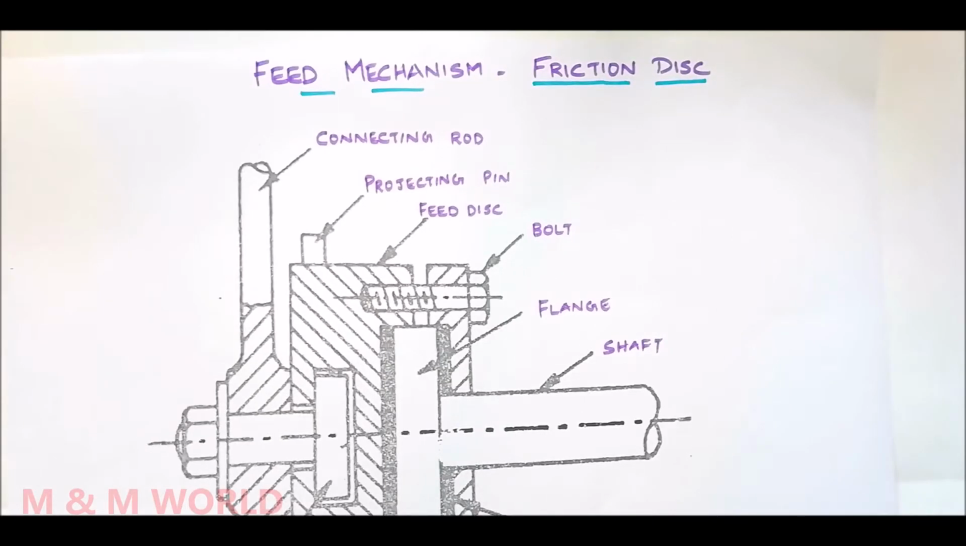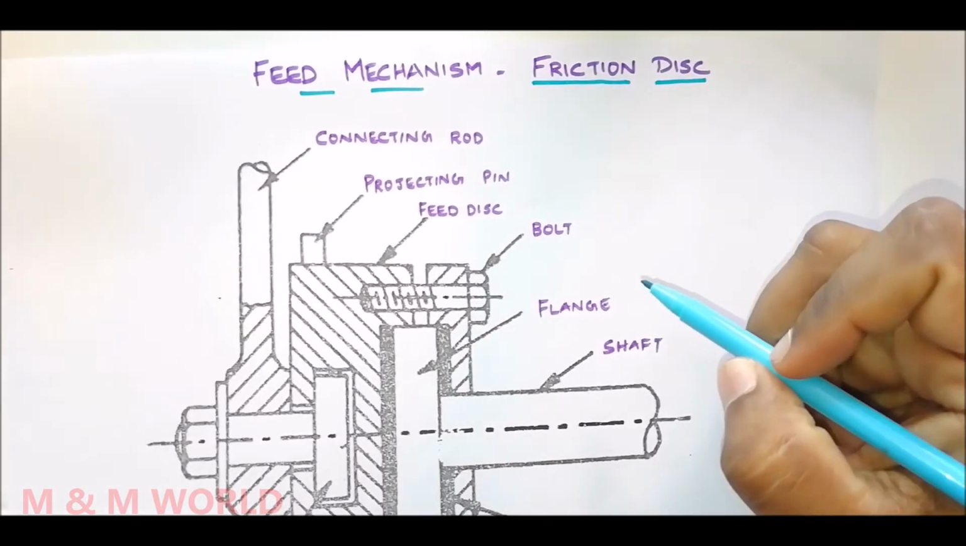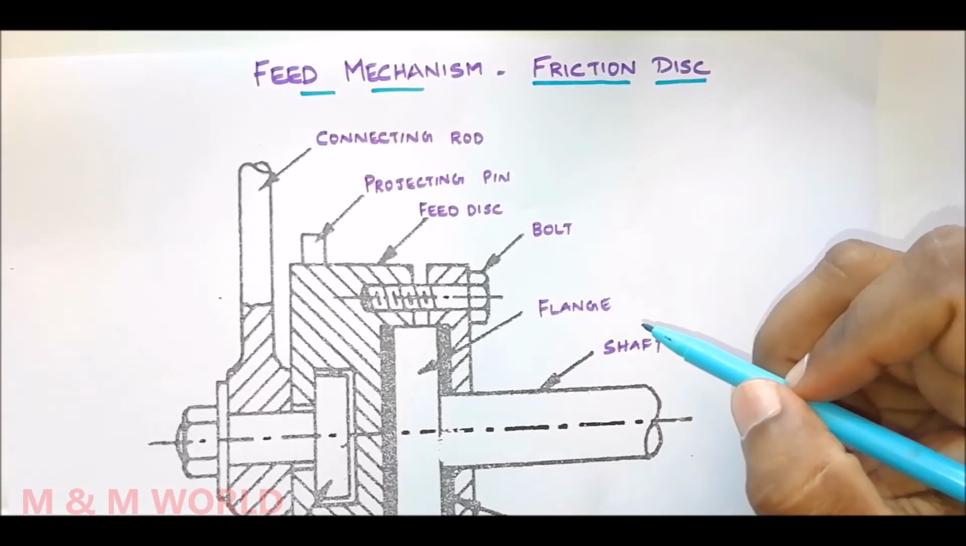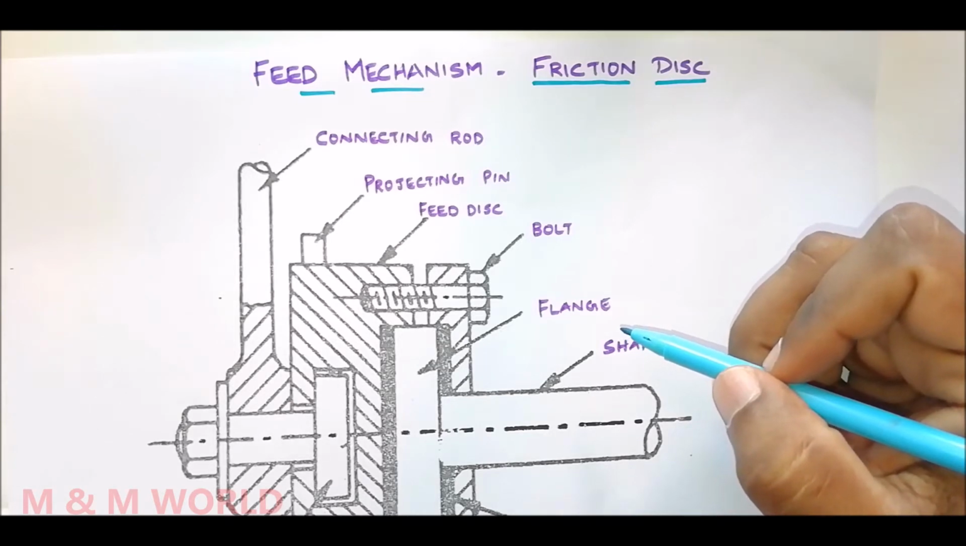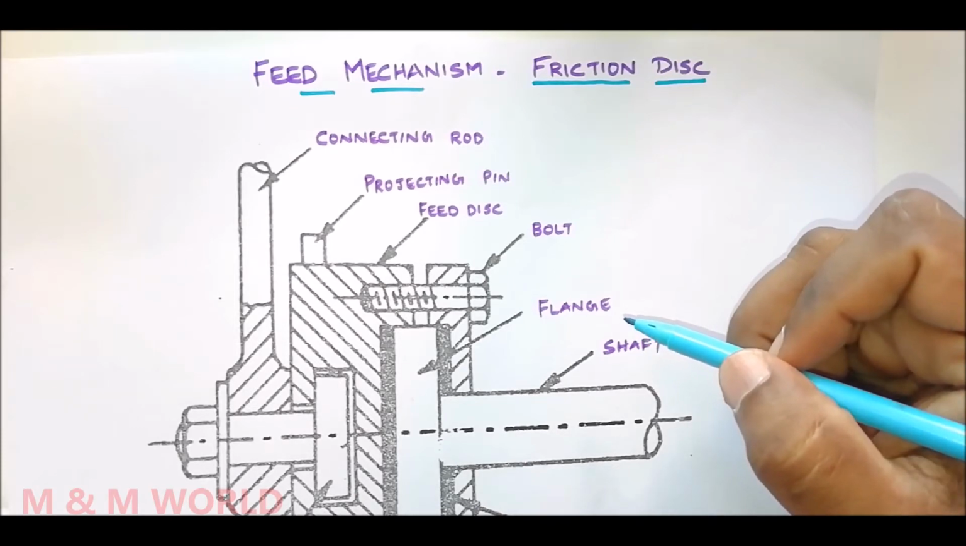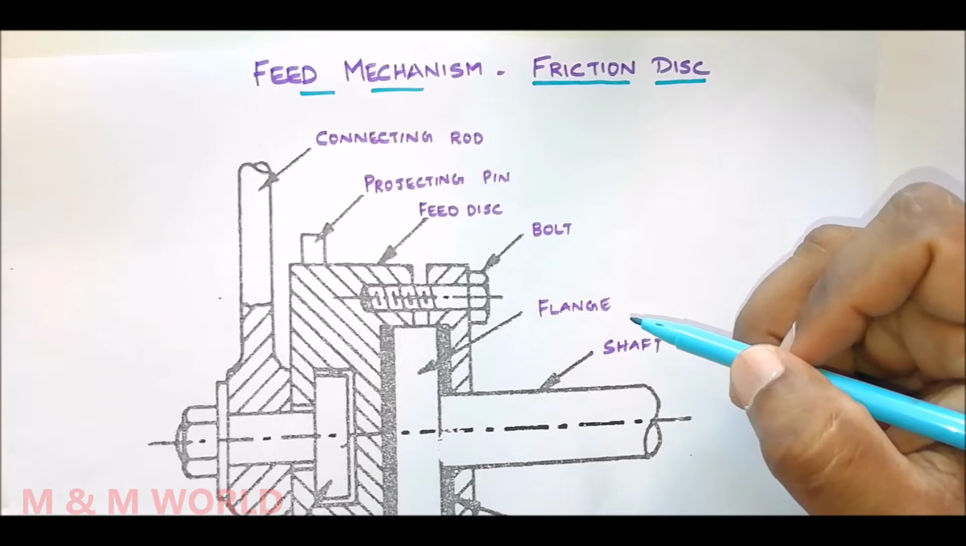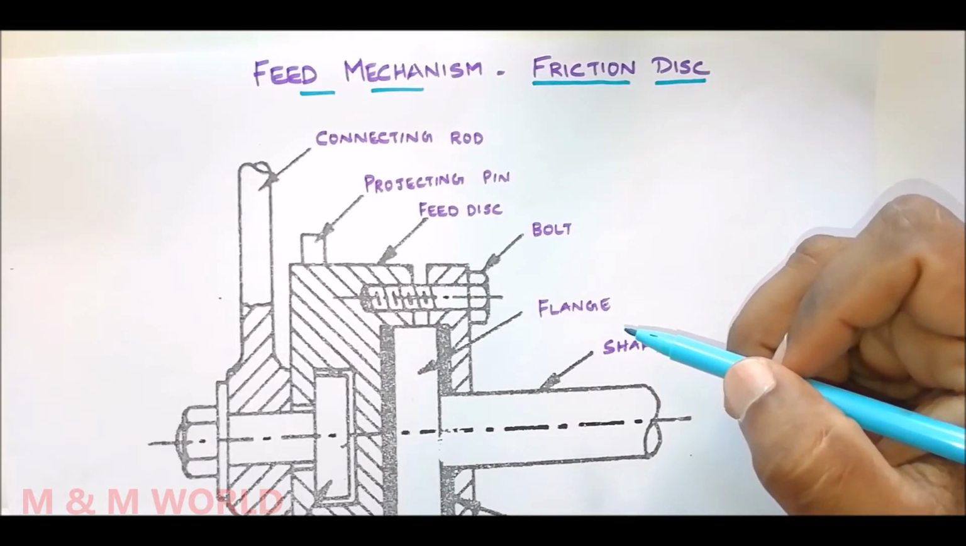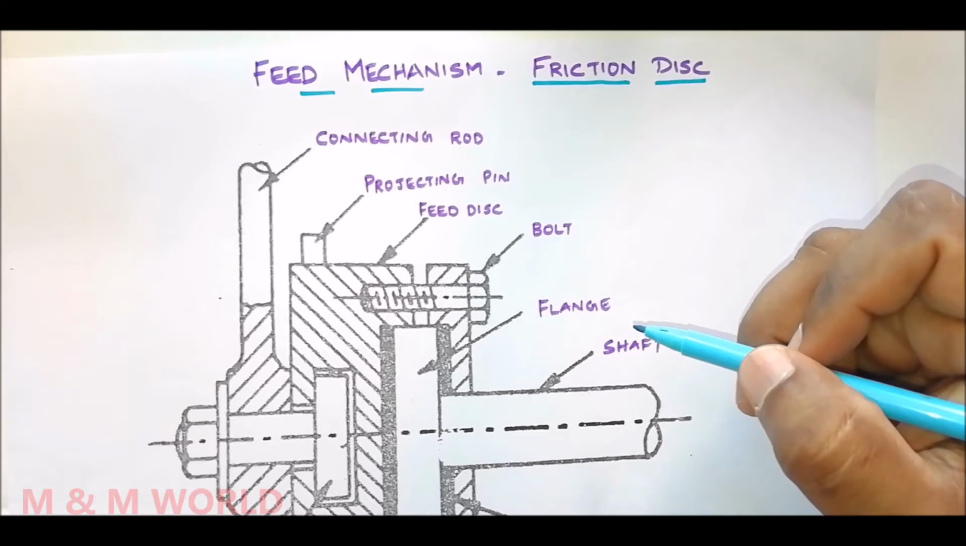Hi everyone. In this video, we will study the feed mechanism in a shaper. In a shaper machine, the feed is provided intermittently, at the end of the return stroke. Similarly, both the downfeed and crossfeed of a planer are given by the tool. The crossfeed is given while machining a horizontal surface, and the downfeed is applied while machining a vertical or angular surface.